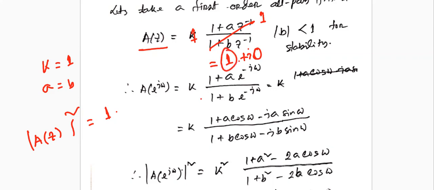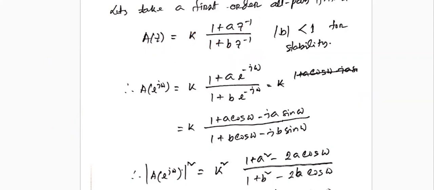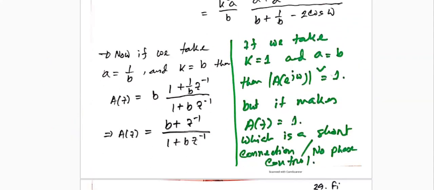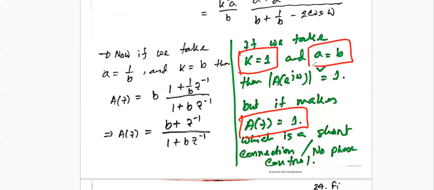That is good. But what about the phase? Can you control the phase? If A(z) is equal to 1, can you control the phase? No. The answer is no. So that's why we shouldn't go with this value, k equal to 1 and a equal to b. That will give us this. We are happy with that, but unfortunately, you can't control the phase with this.